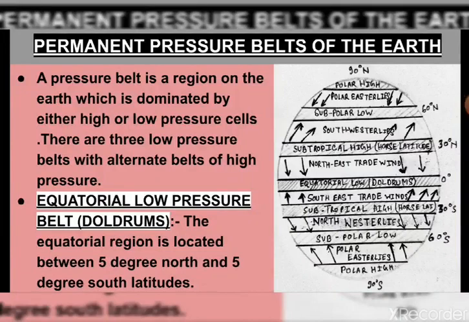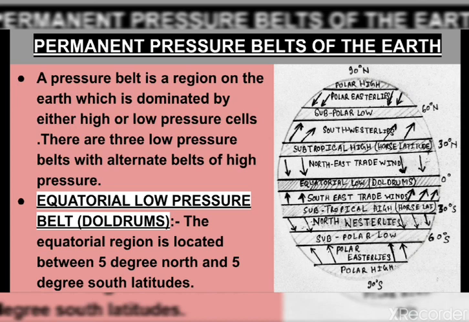Now in this part we will learn about the permanent pressure belts of the earth. Atmospheric pressure is not the same throughout the earth's surface. The variation in atmospheric pressure is mainly due to the unequal heating of earth's surface. So a pressure belt is a region on the earth which is dominated by either high or low pressure cells.